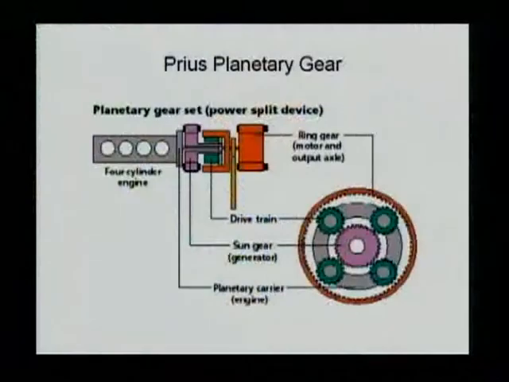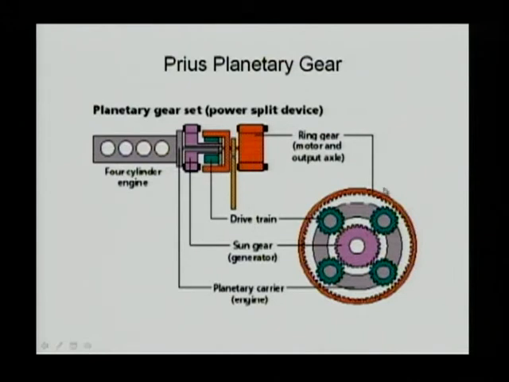The diagram here shows the powertrain layout of the Toyota Prius hybrid. On the top is a side view of the powertrain. On the right is a 4-cylinder engine that is connected to the carrier. So the engine is connected to the carrier in this system, which is different from the previous two examples. The generator is connected to the sun gear, and the ring gear is connected to the output.